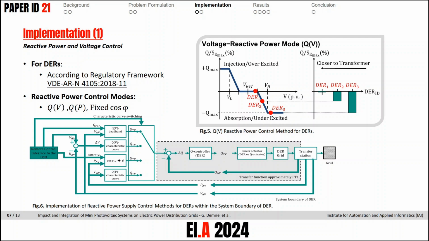Figure 5 on the right-hand side of the slide at the top shows the Q(U) with deadband reactive power control methods for the DERs. Figure 6 on the bottom of the slide shows the implementation of these reactive power control methods within the system boundaries of DERs. Our system has two feedback loops.